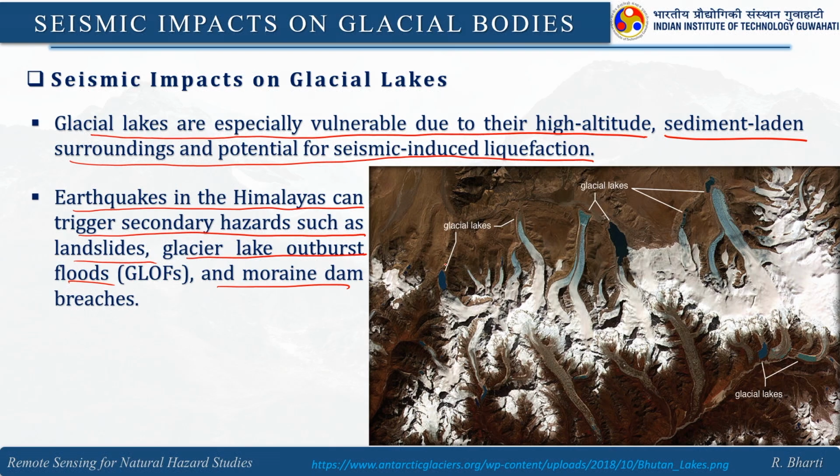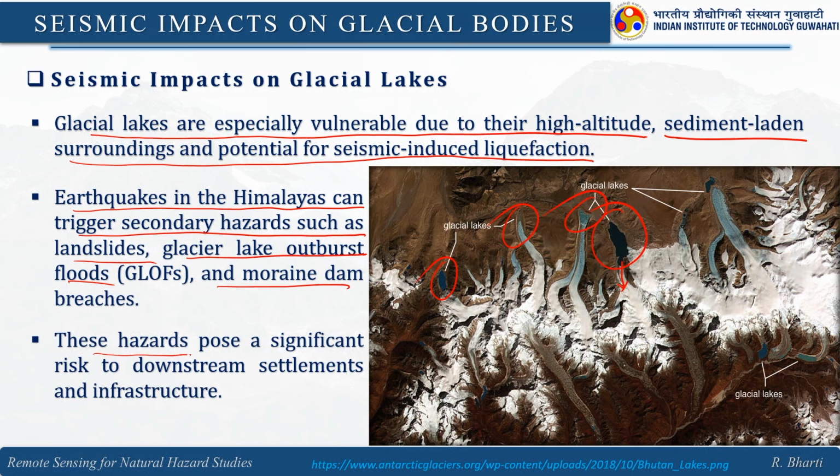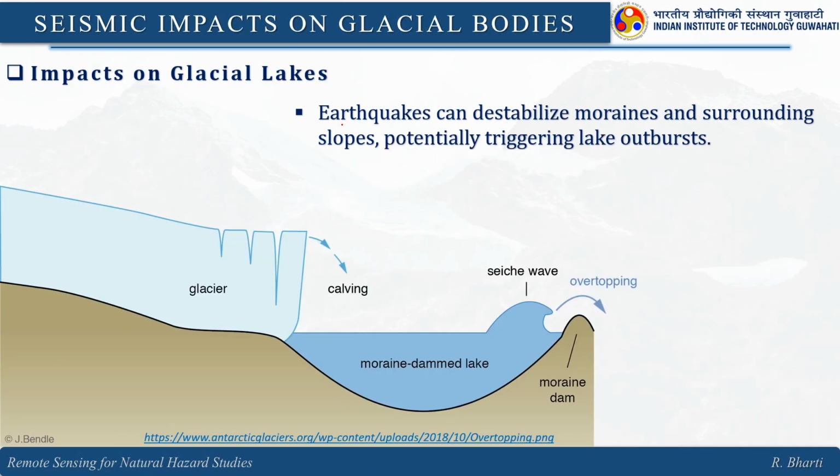So, here you can see the glacial lakes, if they are at the verge of bursting, and if at that time you have a tremor, then that will lead to the subsequent hazard. These hazards pose a significant risk to downstream settlement and infrastructure. So, the earthquake can destabilize moraines and surrounding slopes, potentially triggering lake outburst. Here we have understood these processes.